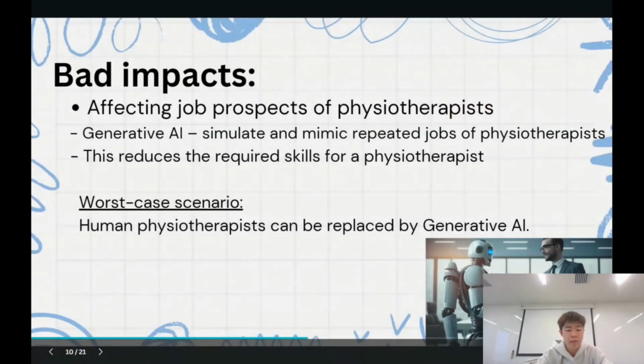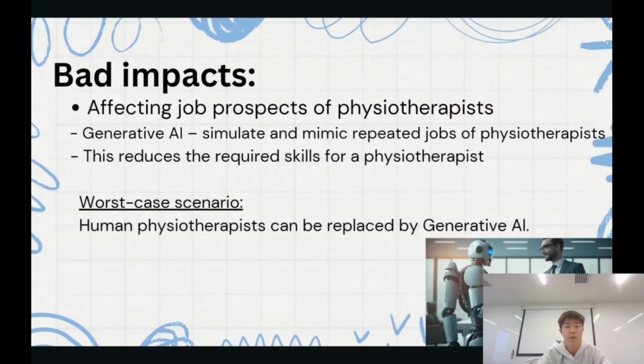So here come the negative impacts of Gen AI to different types of jobs in physiotherapy. First, affecting job prospects of physiotherapists. Generative AI can simply simulate and mimic repeated jobs of physiotherapists, like asking patients about symptoms for record, conducting simple rehabilitation exercises like simply stretching the limbs, or searching relevant references and information about the disease. This reduces the required skills for physiotherapists, as they simply rely on AI. Job requirements of a physiotherapist are reduced, so career prospects of physiotherapists are adversely affected.